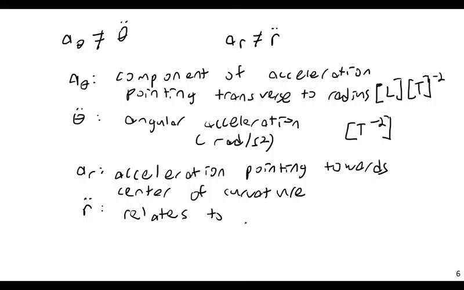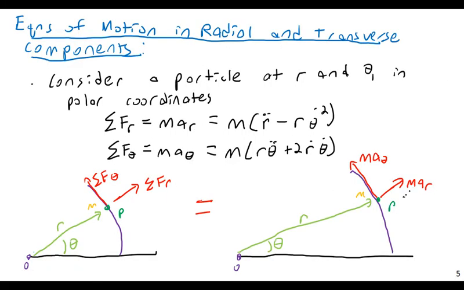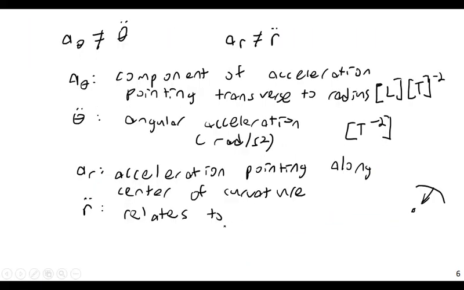Pointing towards the center of curvature or along? Pointing towards the center of curvature. So if you have an arc, the center of curvature will be here. So AR is going to be pointing toward the center of curvature. Well, actually, no, you're right. It could actually be along the center of curvature. It could be towards or away, depending on how you define it. In my previous diagram, I have it pointing away from the center of curvature. So I should say along the center of curvature, you're right.